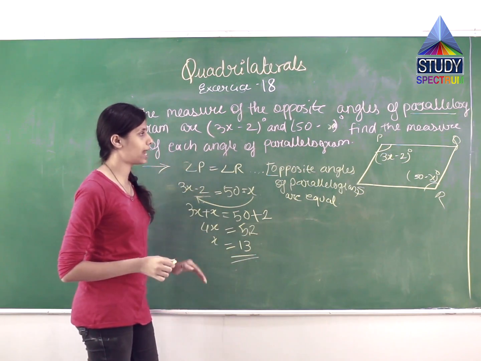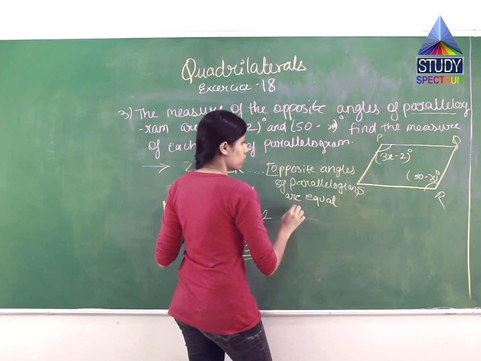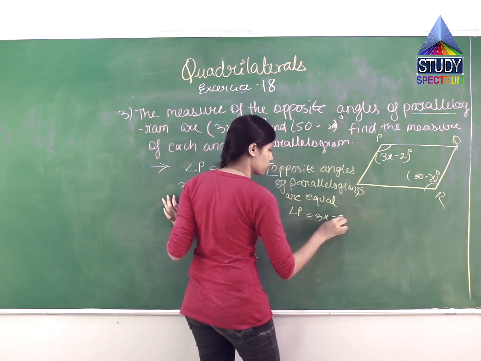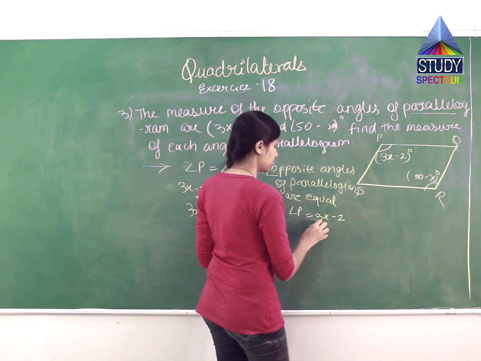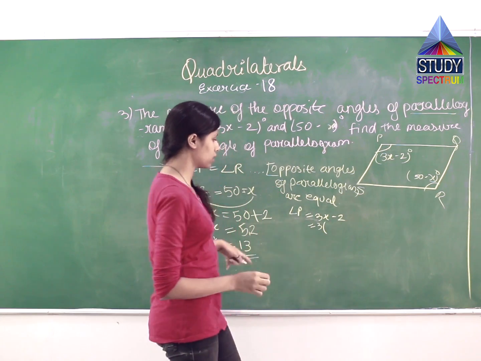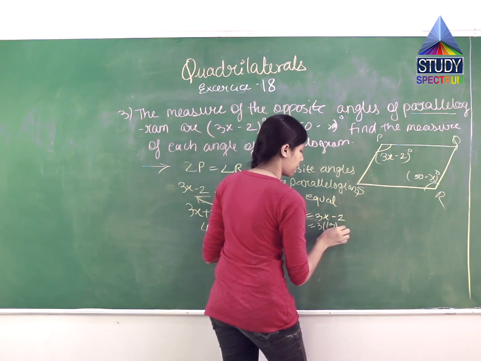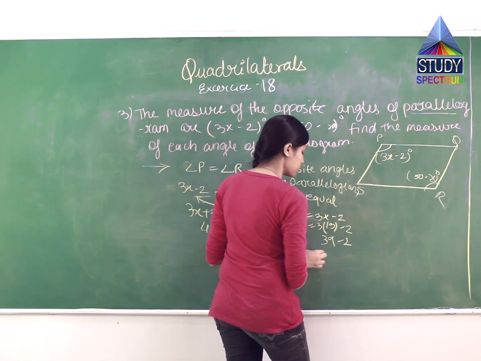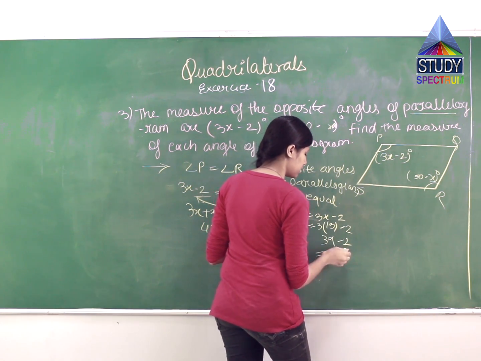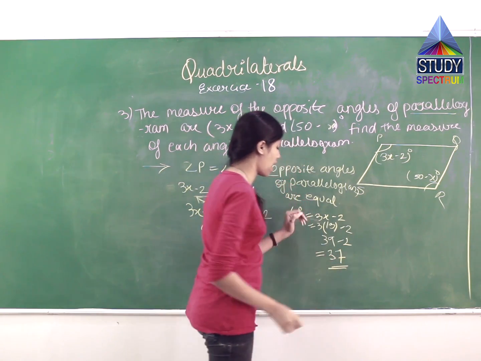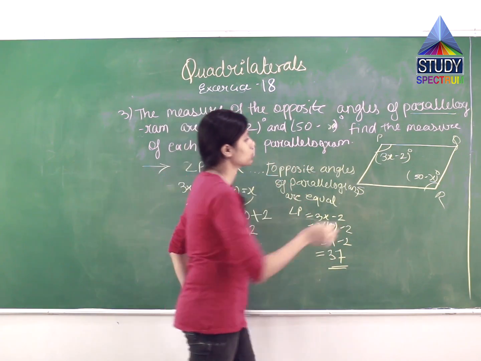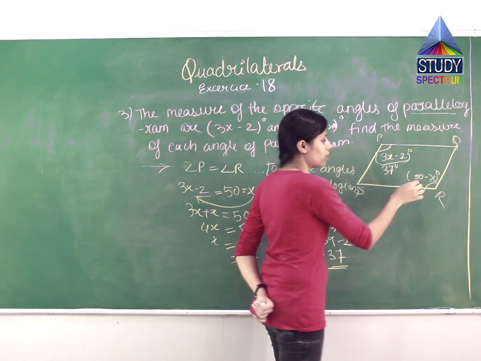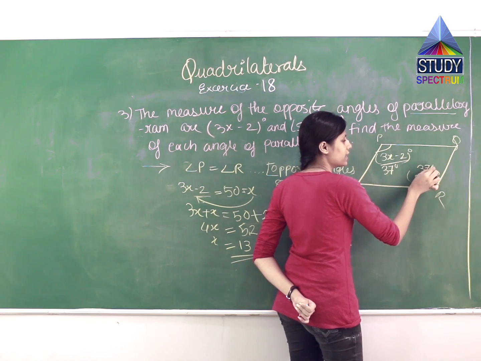Now substituting this value in this equation. So angle P is equal to 3x minus 2. Instead of x we will write 13. So 3 times 13 minus 2. 3 3s are 9, 3 1s are 3, minus 2 comes to how much? 37. So the value of angle P is 37. So instead of this, we will write 37. If this is 37 degree, what will be the value of this? This will also be 37 degree.